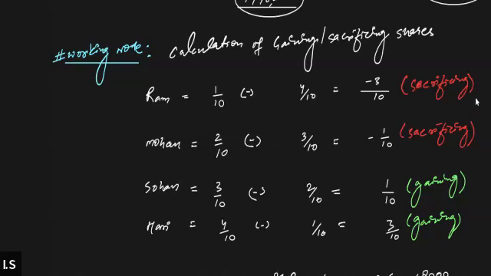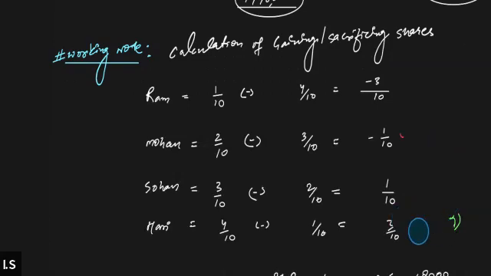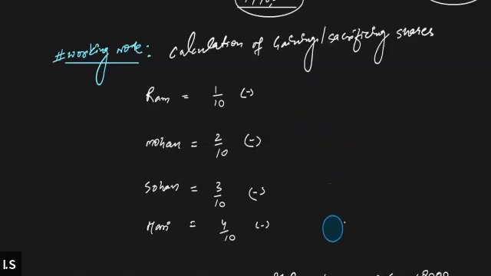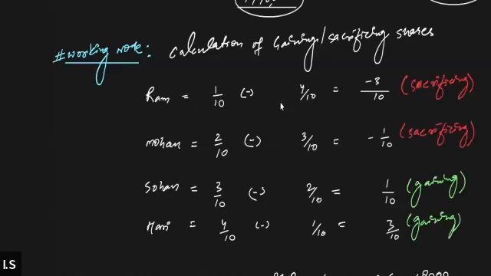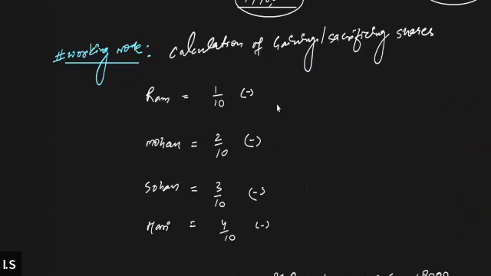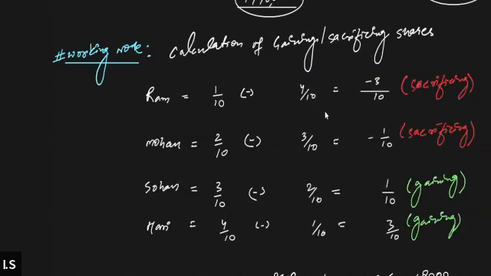First of all, I am sure that all of you already know that to find out the gaining and sacrificing shares of the partner, we will be subtracting the old profit sharing ratio out of the new profit sharing ratio, right? And by doing that, we will be able to get these values. These are the new profit sharing ratio of the partner. 1 is to 2 is to 3 is to 4. This is the new profit sharing ratio.